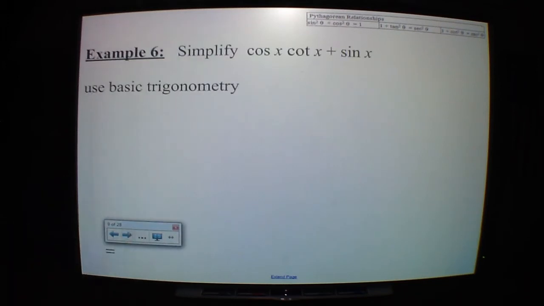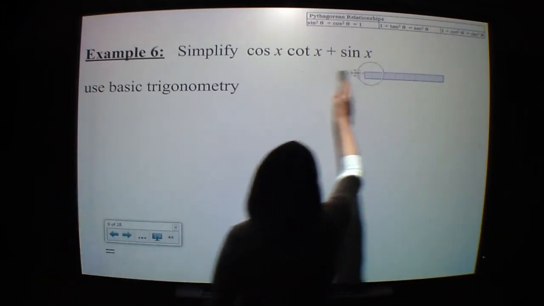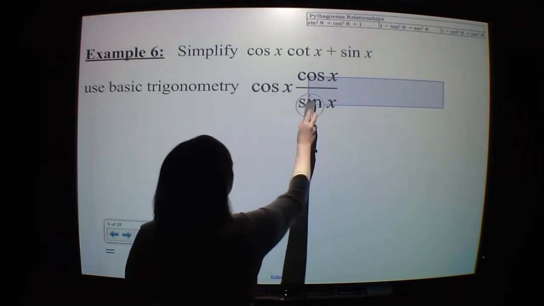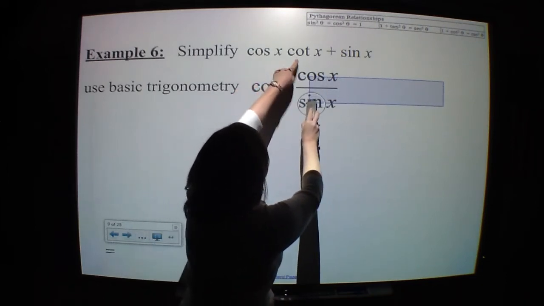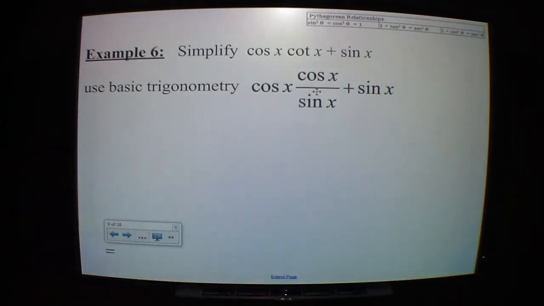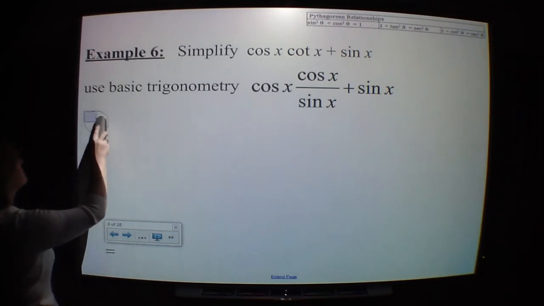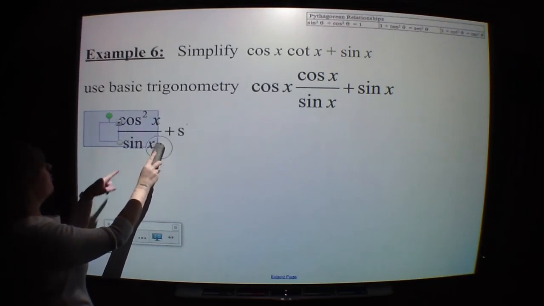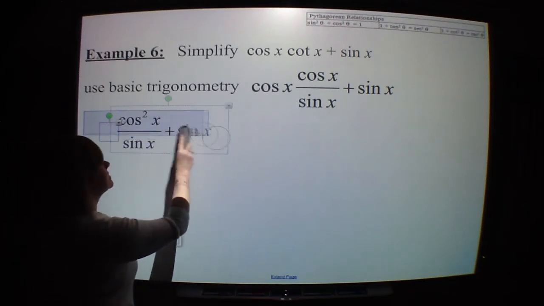Simplify cosine of x times cotangent of x, plus sine of x. When you're doing this, you know that cotangent is cosine over sine. So I did a replacement there. All I did was a substitution. And then I wrote it as cosine squared over sine of x plus sine of x.